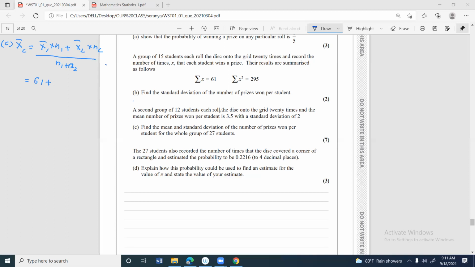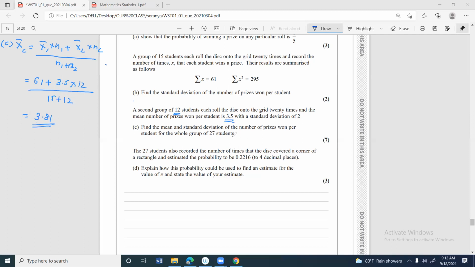For the second group, it has turned up into this bit. There the mean is given as 3.5 out of how many students? 12 students. 12 divided by N1 plus N2, the first one is 15 plus the second one is 12, and you can get the answer with that. It's 61 plus 3.5 into 12 divided by 15 plus 12. It turns out to be 3.81. The new mean becomes 3.81. That's the answer for that.